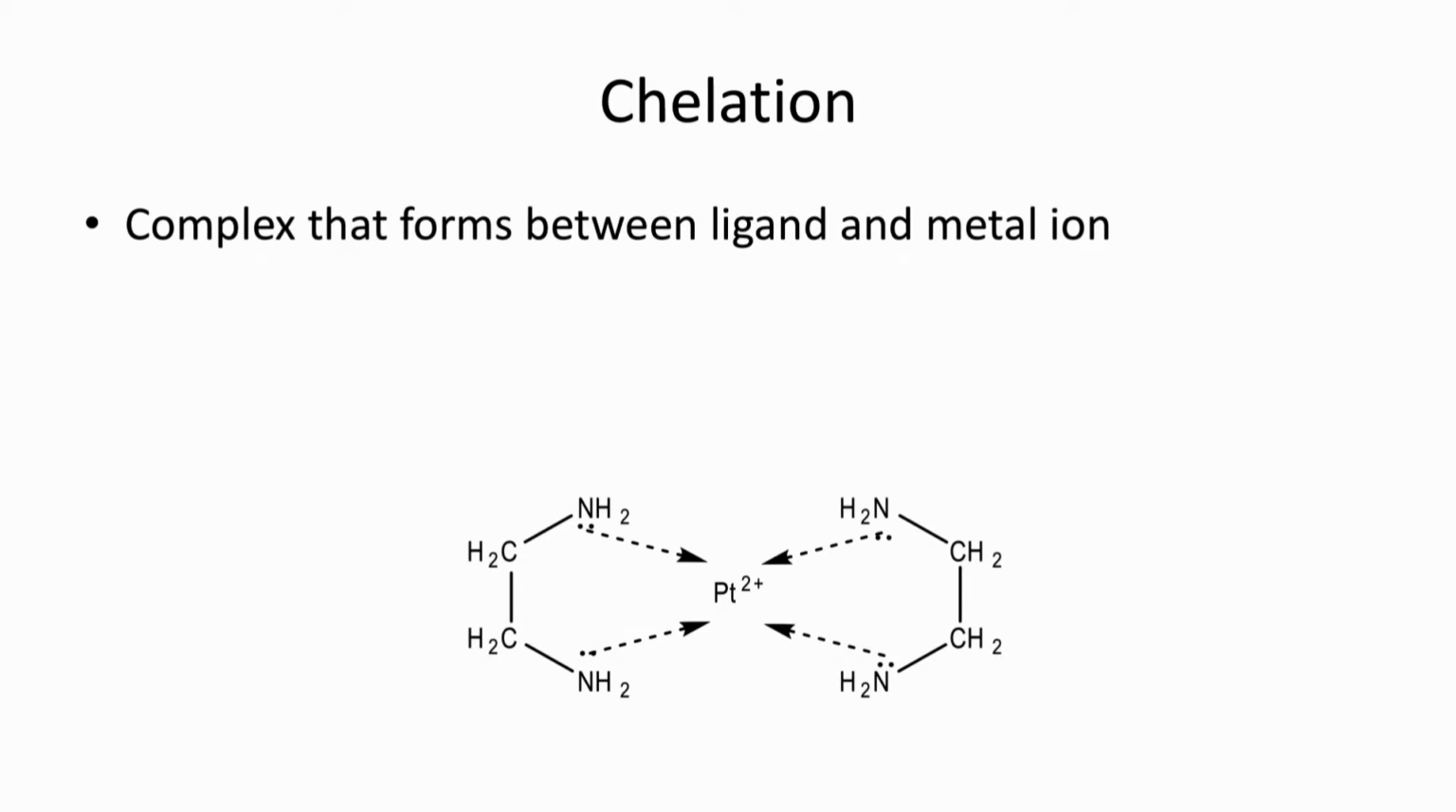Okay, and so here's an example. Platinum 2+ is being chelated or coordinated by these lone pairs, there are 4 of them, on these NH2 groups. Okay, and so we would say that this arrow represents a coordinate covalent bond, or sometimes called a dative bond, between the lone pairs, which are the Lewis base, and the ion over here in the center, which is the Lewis acid.